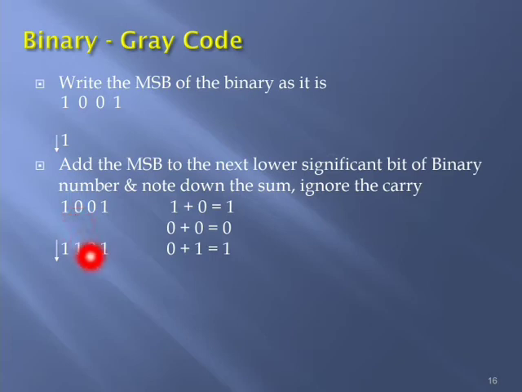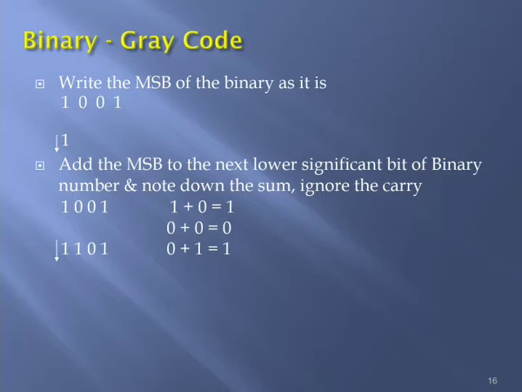For getting the next bit, you need to add the next two bits, that is 0 plus 0. After the addition of 0 plus 0, the result will be the third bit. And the last bit you get by adding the last two bits, that is 0 plus 1, and whatever the sum is, you reflect it here. So for the binary code 1001, its corresponding gray code will be 1101.